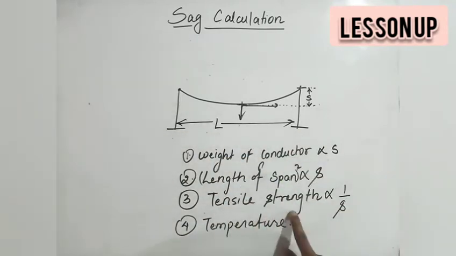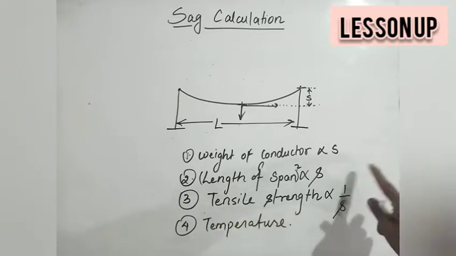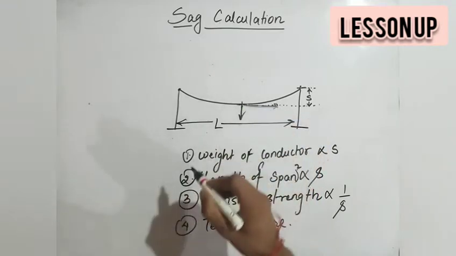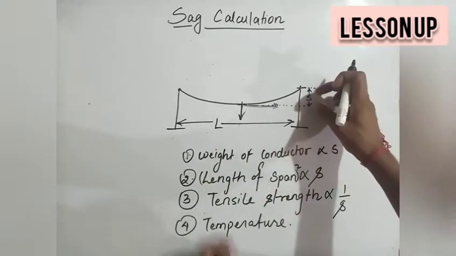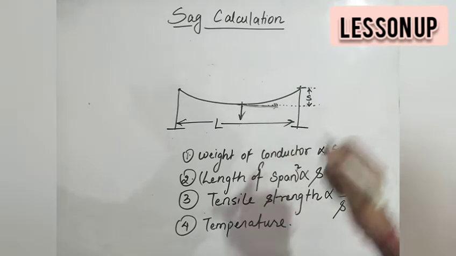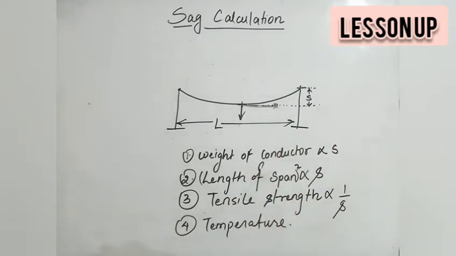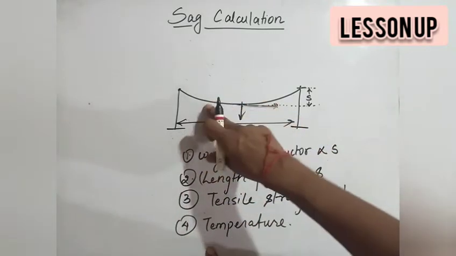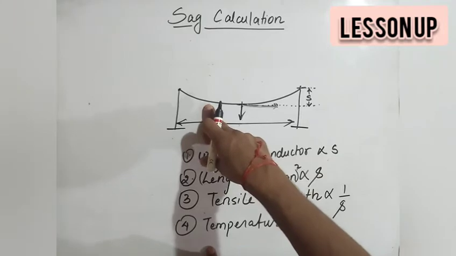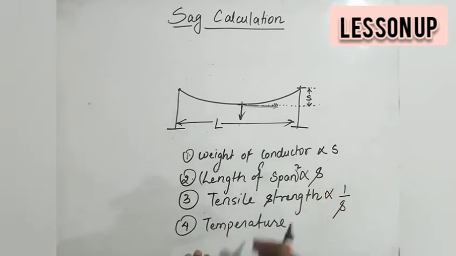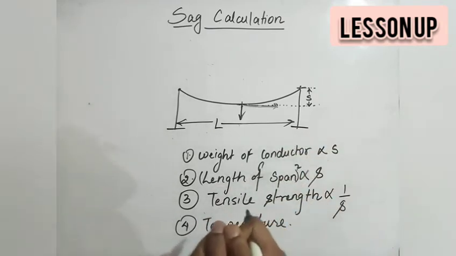Next, tensile strength. Tensile strength is inversely proportional to sag, because the more force you apply here, the tensile strength will increase and you will experience low sag. The more you tighten this conductor, the more tensile strength and the less sag. Next, temperature. This conductor is made of aluminium, which can expand or contract according to temperature. If temperature rises, the length of the conductor will increase and you will get more sag.